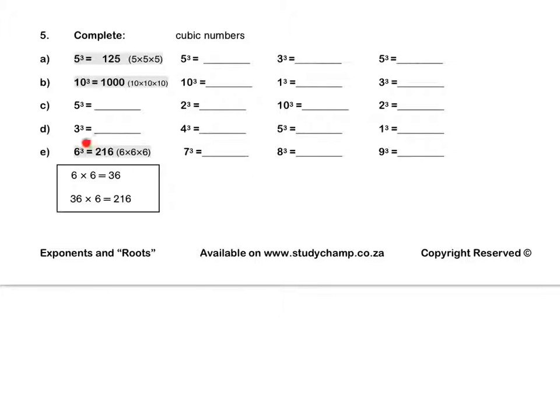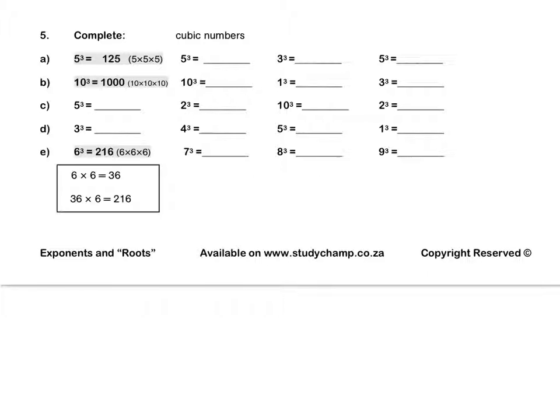Let's look at 6 cubed, which is equal to 6 times 6 times 6. 6 times 6 is 36, and 36 times 6 is 216. Get out your pens and let's complete this question together.